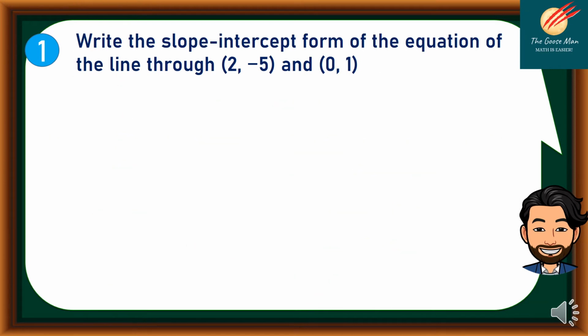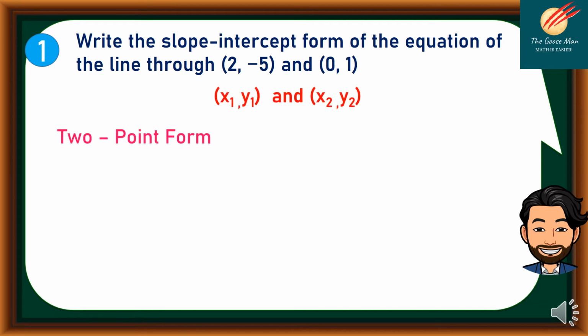Another way to solve this is, of course, to use the formula of two-point form. Remember our x sub 1, y sub 1, x sub 2, and y sub 2 values. So we simply use the formula y minus y sub 1 is equal to y sub 2 minus y sub 1 all over x sub 2 minus x sub 1 times x minus x sub 1.